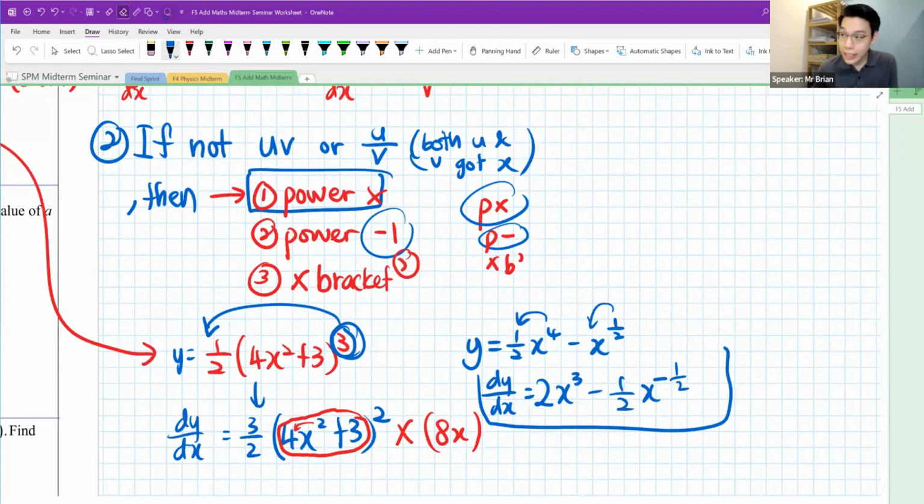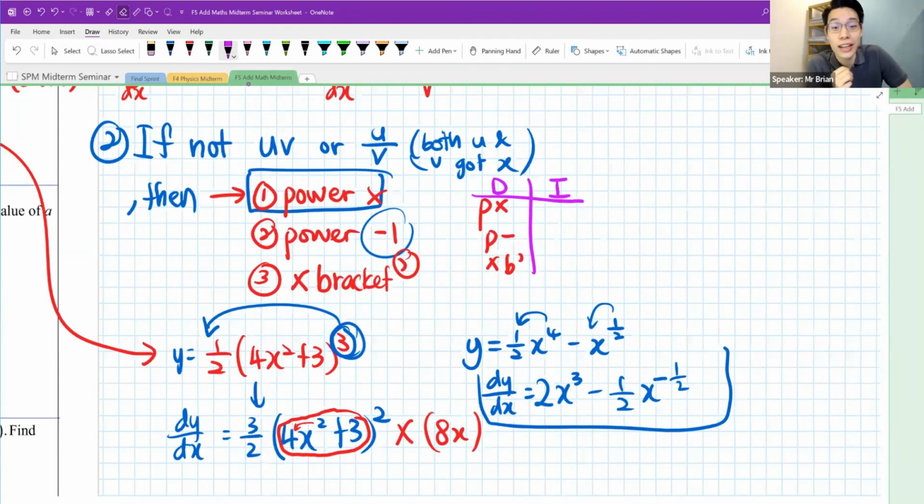Okay, since I'm here, I want to make sure that your integration is good also. Quick one, so this is differentiation. I hope you all know integration is the total opposite of differentiation, right? Okay, integration is the total opposite. So total opposite, power plus power divide. You see, minus will become plus, times will become divide.